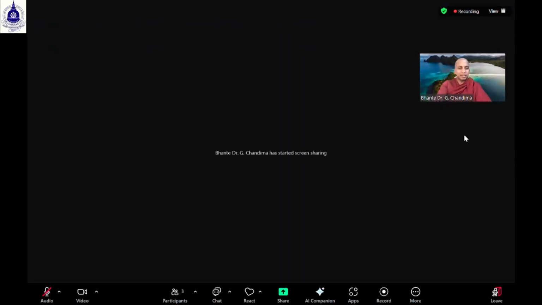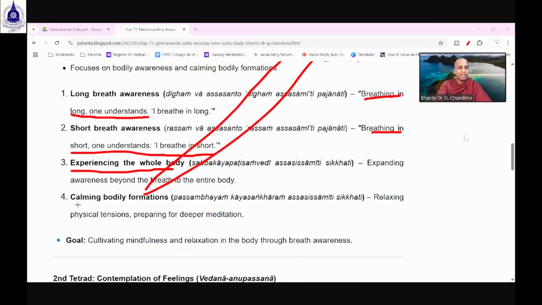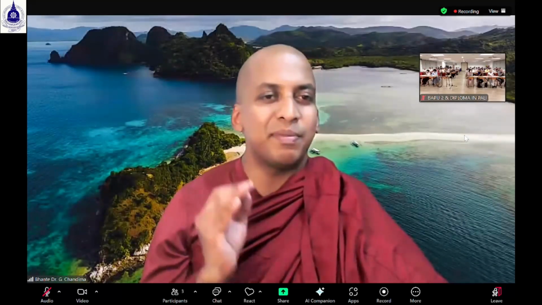Sabbakaya Patisamvedi. And finally, what you are doing is that when you are bringing your mindfulness or awareness through the breath to the entire body, you are going to relax your in-breath and out-breath. That means your breaths are calm. They are going to be calm.